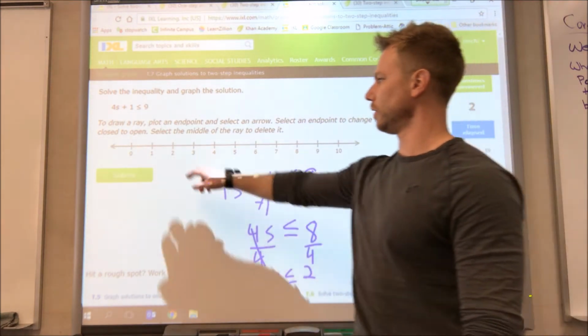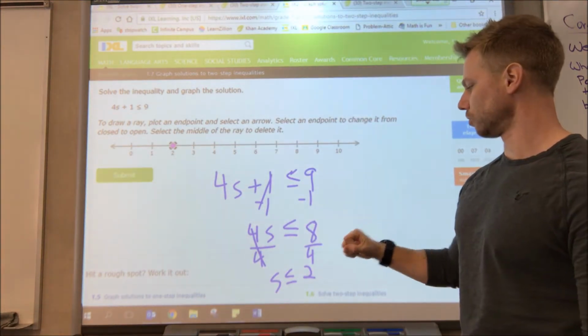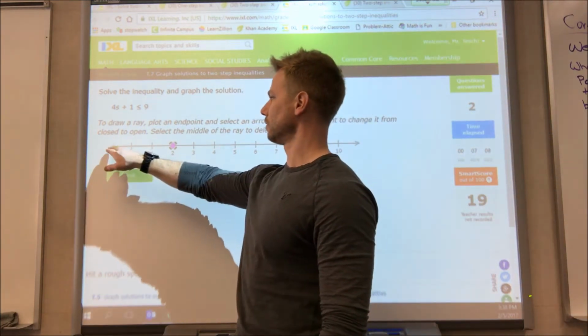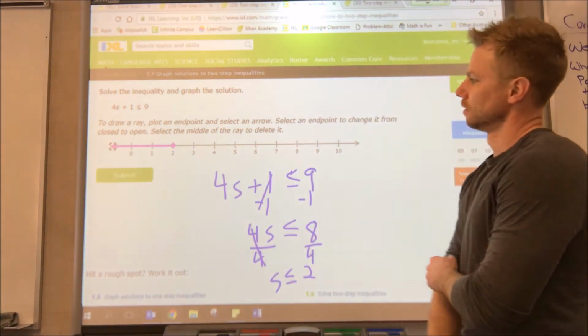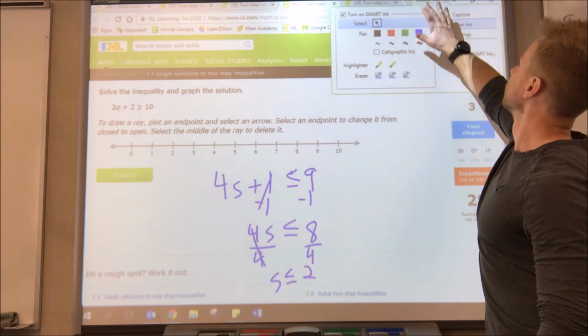Now it's less than or equal to, we need a closed circle. So make sure it's closed before you go on. We want numbers less than or equal to 2, so numbers going to the left. And that's our solution. Good.